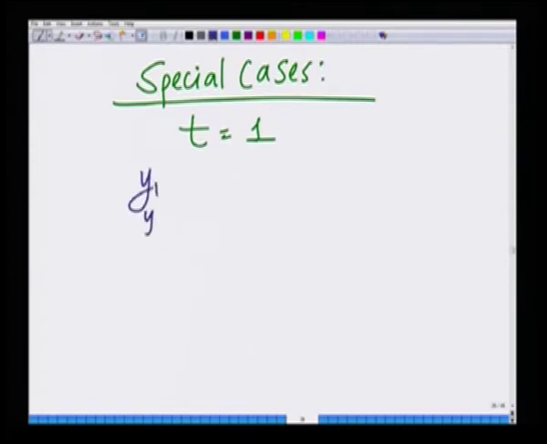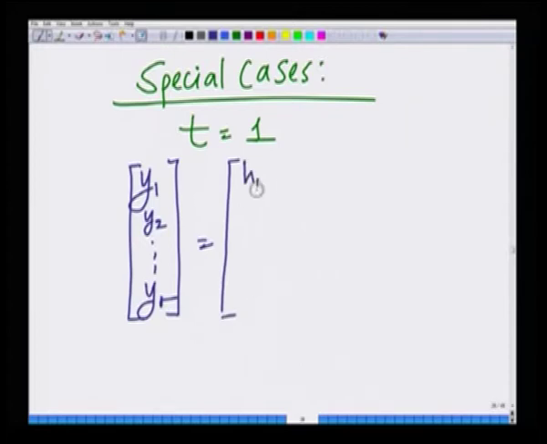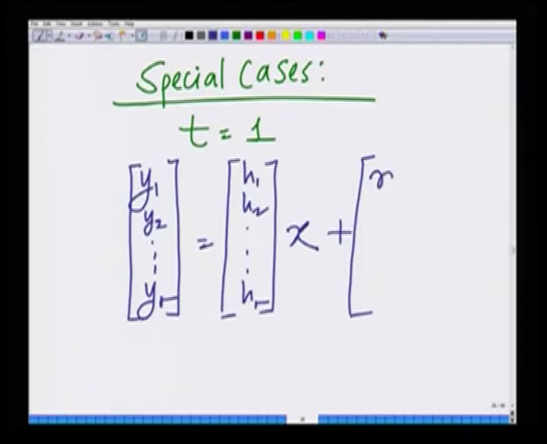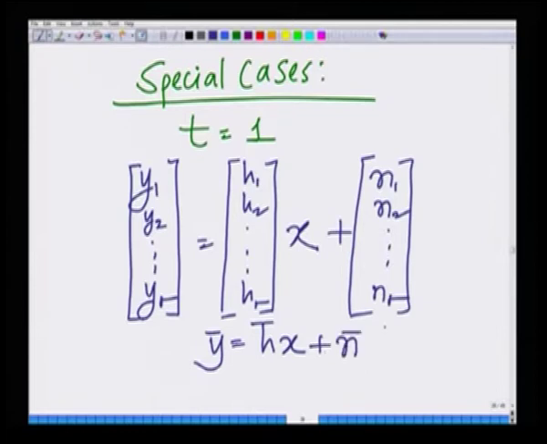We have Y1, Y2 up to YR equals H1, H2 up to HR, since there is only one column of coefficients, times X, plus N1, N2 up to NR, the noise at each receive antenna. This we have seen before. This is Y bar equals H bar X plus N bar. This is essentially the receive diversity system. We have seen this before in our discussion on diversity.